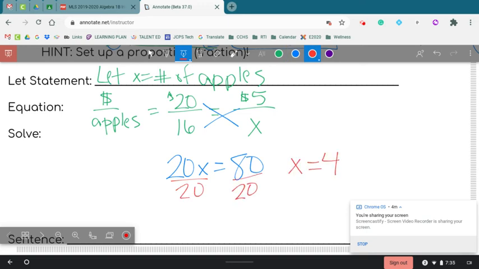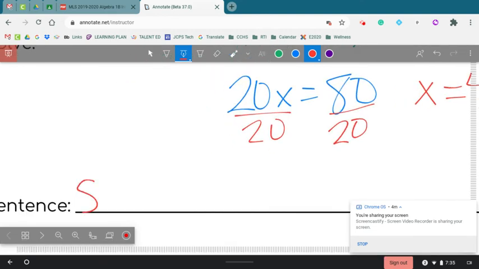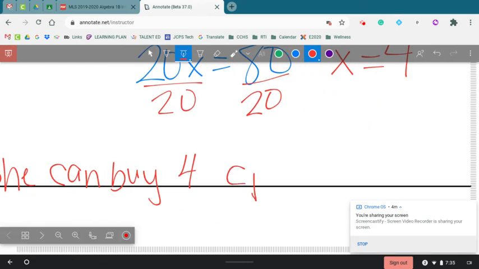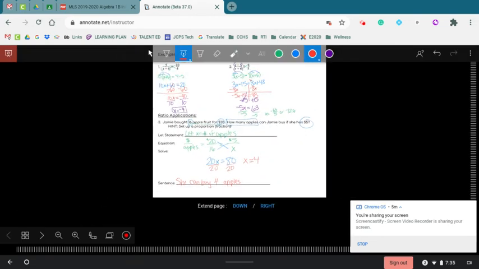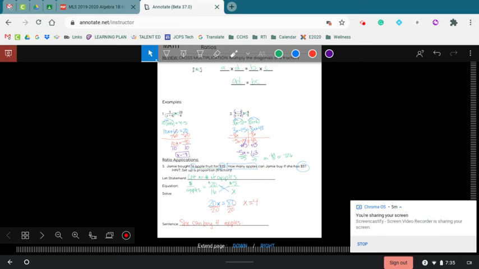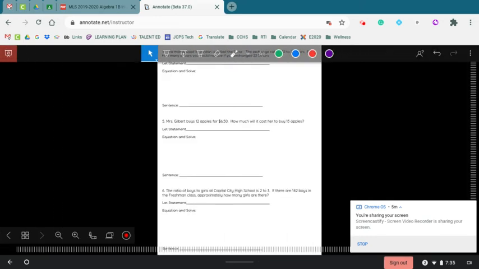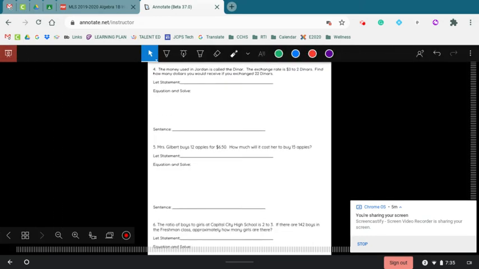So how many apples can she buy? She can buy 4 apples. Okay, let me know if you have any questions on the front page. I'm going to move on to the back page where we have 3 more examples.